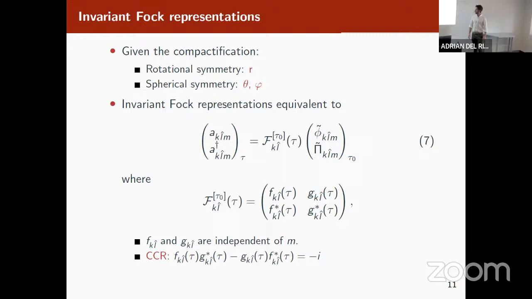Finally, our canonical conjugate relations of phi and pi, or A and A dagger, is gonna be, it should be a star here, but anyways, it's reflected on these relations over here, reflected on the functions F and G.